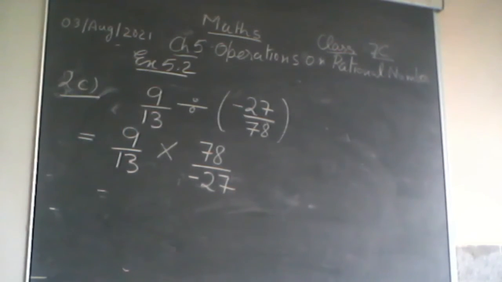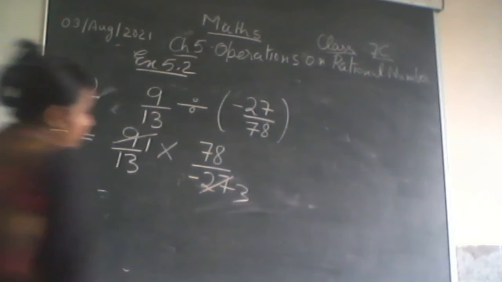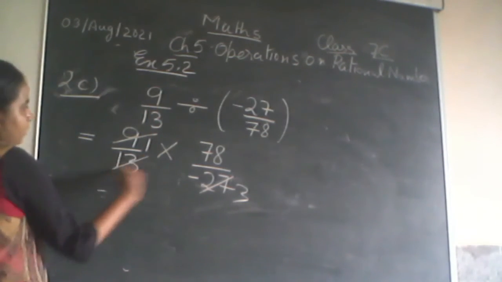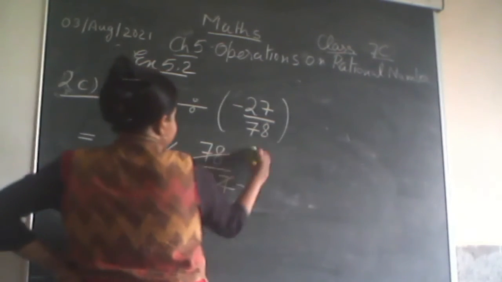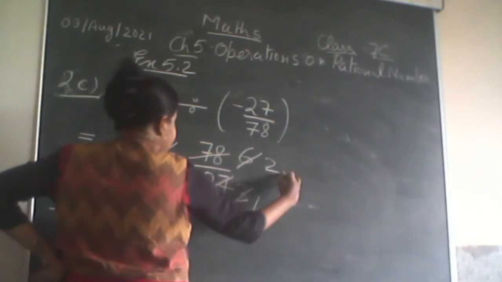Now cancellation. 9 1 the 9, 9 3 the 27. Correct? Then 13 1 the 13, and 78 goes with 13. Yes or no? Check. It's 3 only, or 4 or 6. Check. 78 divided by 13 is 6, I think so. Yes, 6. 3 1 the 3, 3 2 the 6.